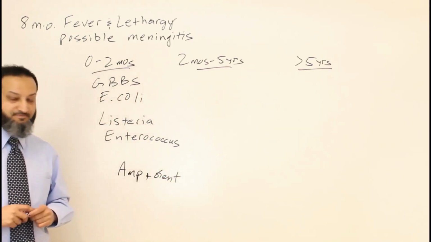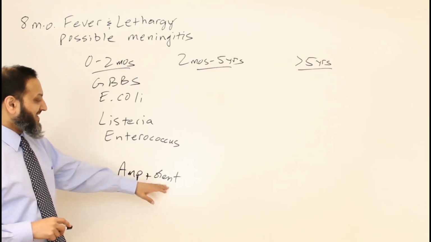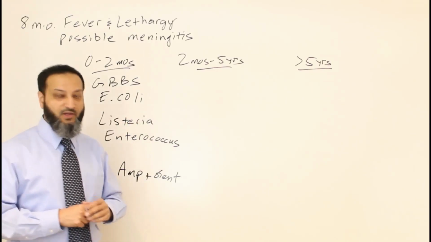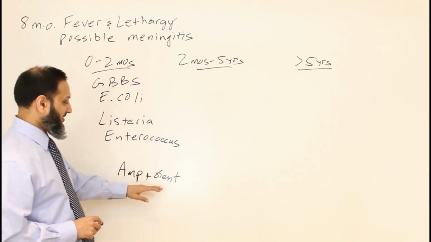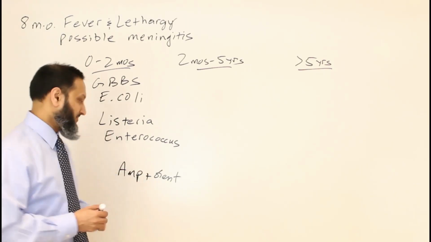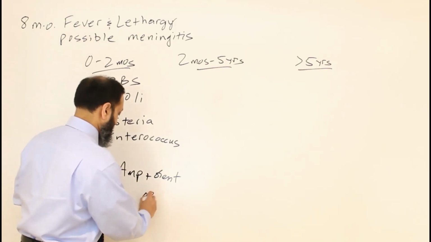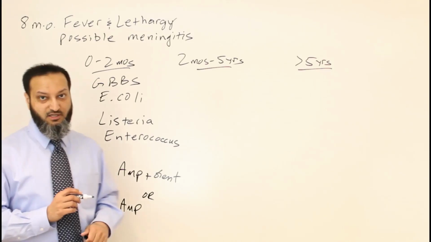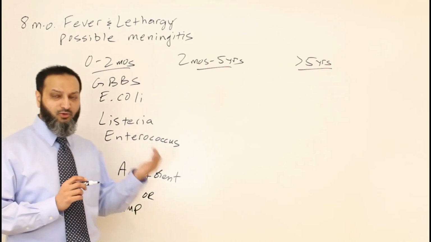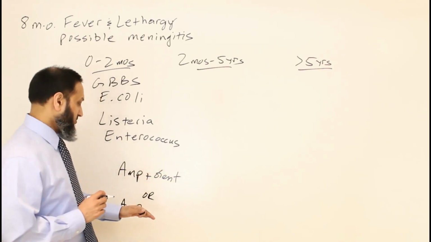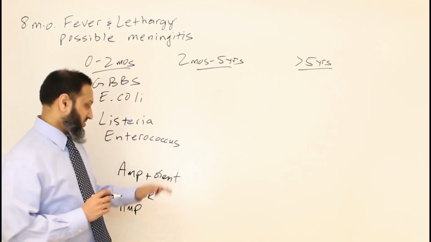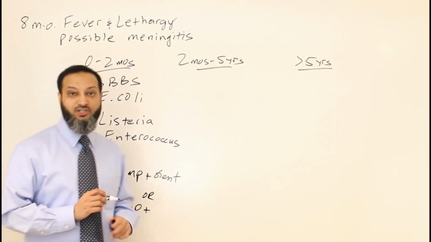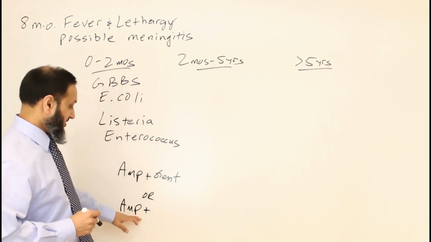So in this age group, many times we'll use ampicillin and gentamicin. The gentamicin, as an aminoglycoside, will cover the gram-negative rod E. coli. Sometimes you can use a different combination. You have to use ampicillin to cover your Listeria and Enterococcus. But if they're maybe older than 2 weeks of age, you might be able to use a different antibiotic other than gentamicin. Instead of gent, we'll use a 3rd generation cephalosporin in addition to the ampicillin.